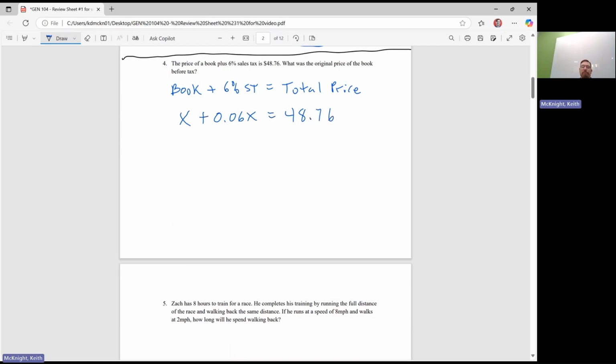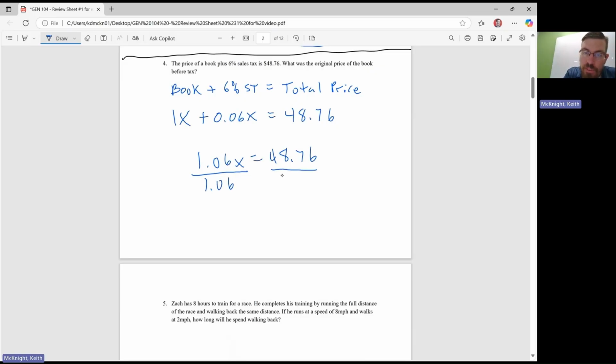So we have our equation. Now we're going to be able to solve this equation for X. Thankfully, these are like terms here, and there's an imaginary 1 on this X. So we're going to combine those like terms first. 1X plus 0.06X is going to give us 1.06X. That's got to equal our $48.76 that we paid at the cash register. Now, in order to solve for X, we have 1.06 times X right now. So in order to get rid of that, we're going to divide both sides by 1.06.